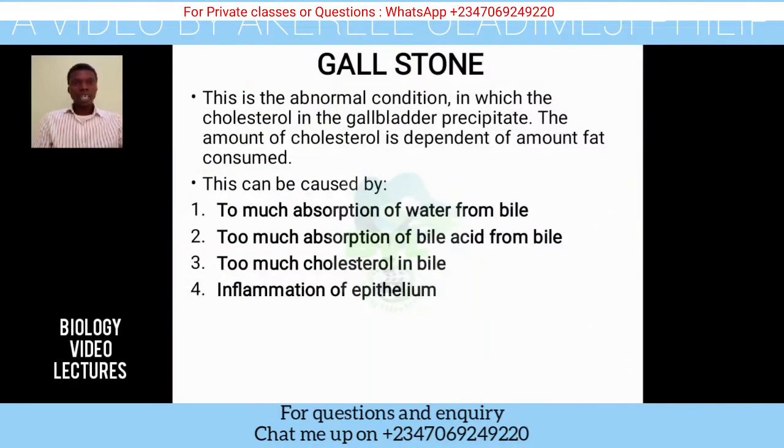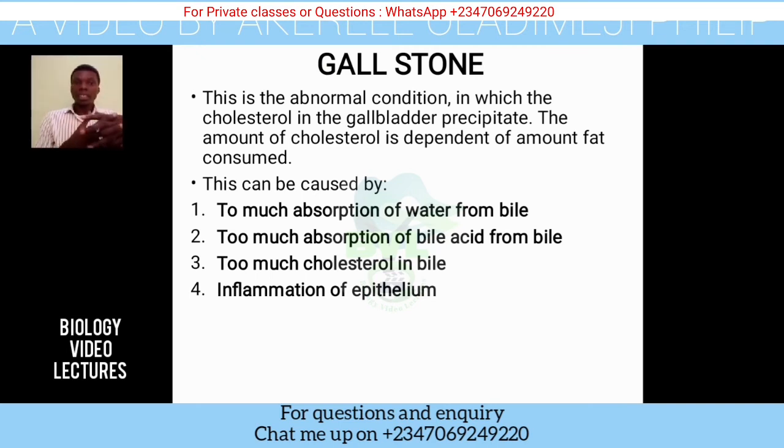Then we have gallstone. This is the abnormal condition in which the cholesterol in the gallbladder precipitates. I said at the beginning that one of the constituents of bile is cholesterol. So the amount of cholesterol is dependent on the amount of fat consumed. If you consume too much fat, there's a tendency that there can be too much cholesterol. Now, when there's too much absorption of water from the bile, you have sucked out water, so what you have left is just the bile salt and the cholesterol that will precipitate.